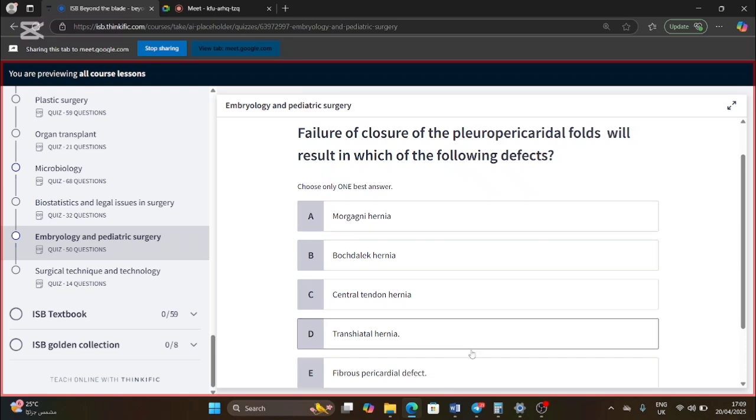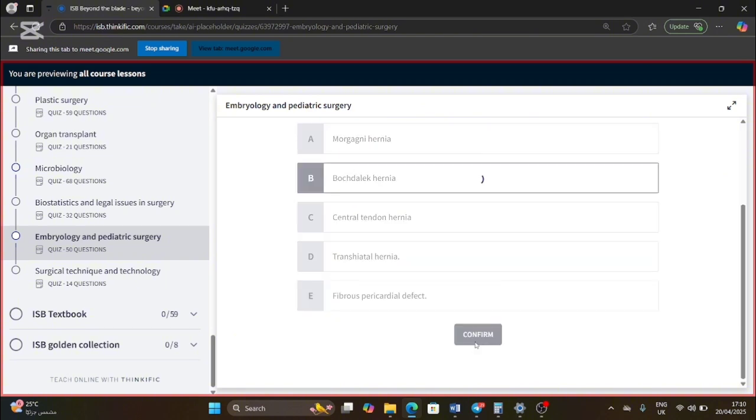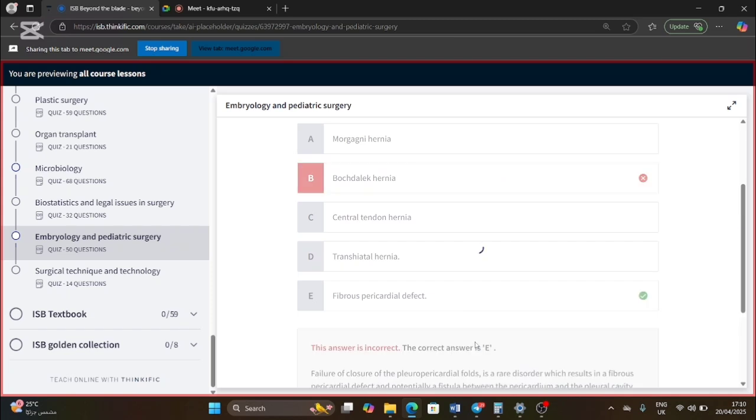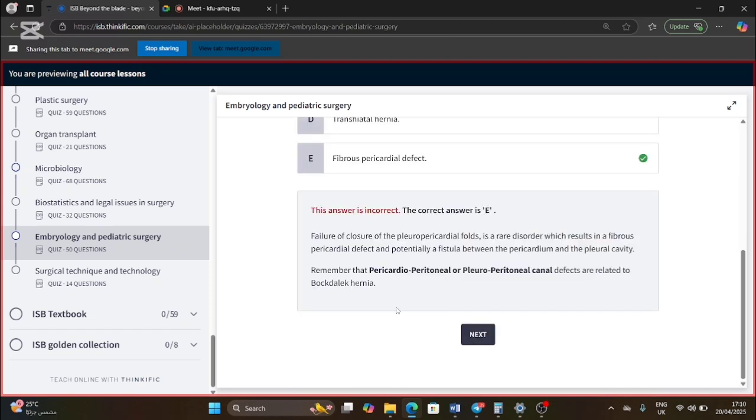I'm not sure in this one. Is it pleuropericardial? There's pleuropericardial, there are pleuroperitoneal folds, and there are pericardioperitoneal folds. They are slightly different from each other. If some people said B, some people said A, let's look at the answer. Okay, yes, so it will be A.